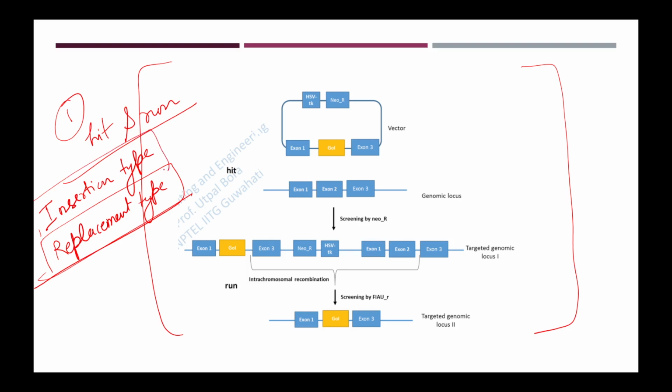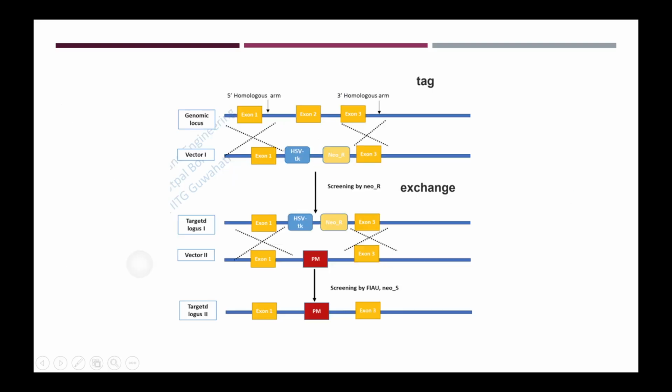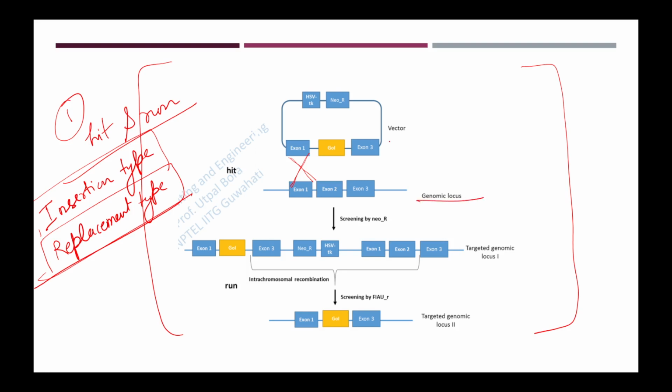Then there is the insertion type of vector. That means, as I said initially also, the homologous recombination takes place between these only, and so this is the genomic locus. This is the genomic locus. This is the vector.